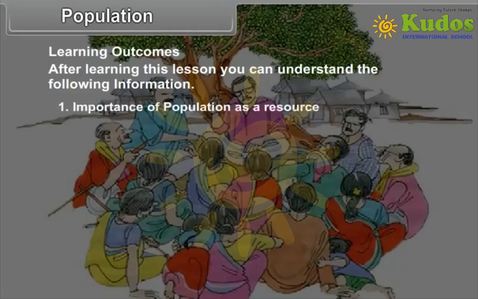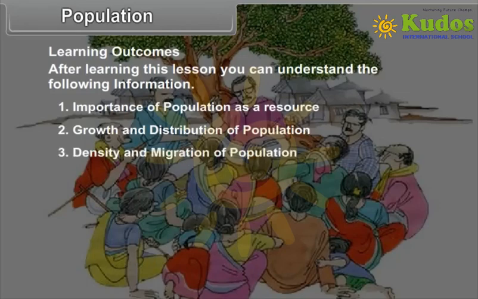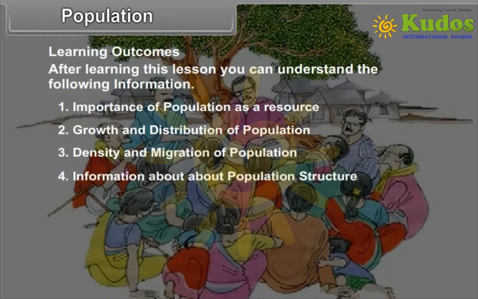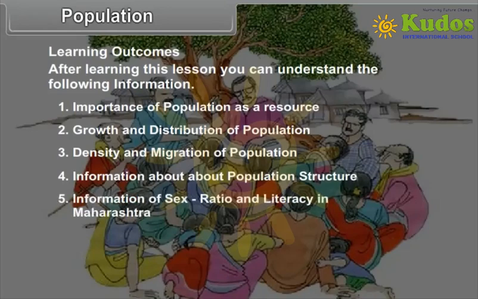Importance of population as a resource. Growth and distribution of population. Density and migration of population. Information about population structure. Information of sex ratio and literacy in Maharashtra.